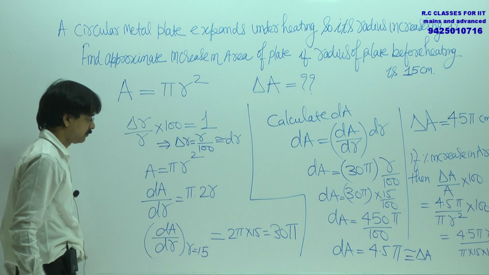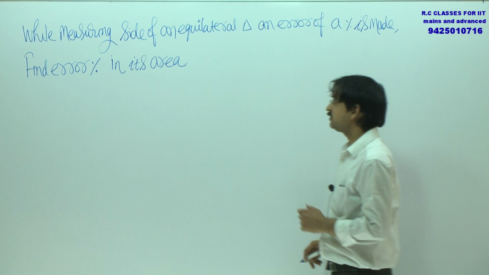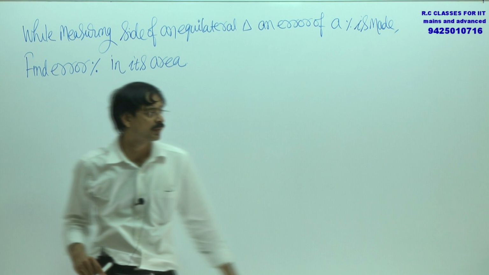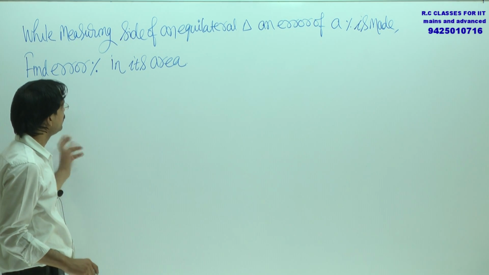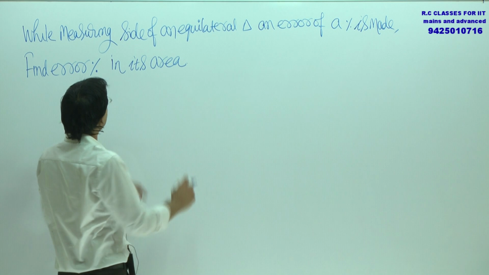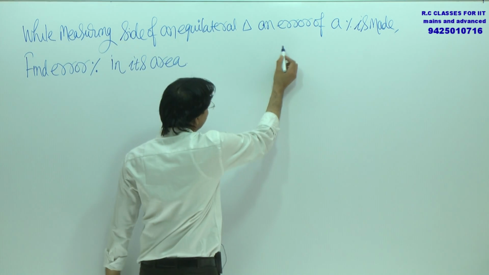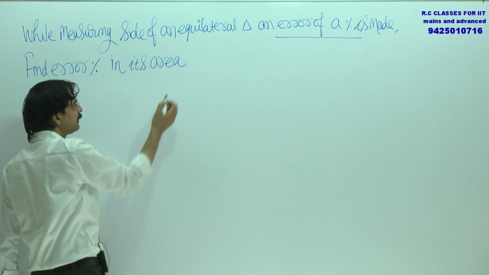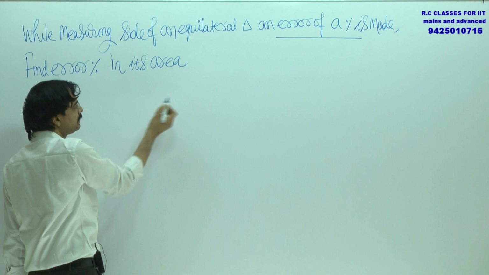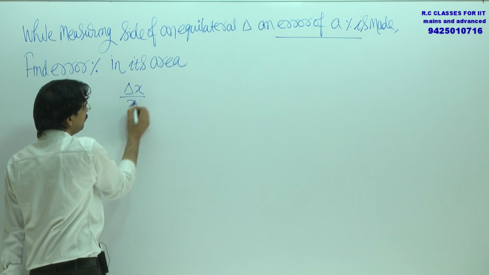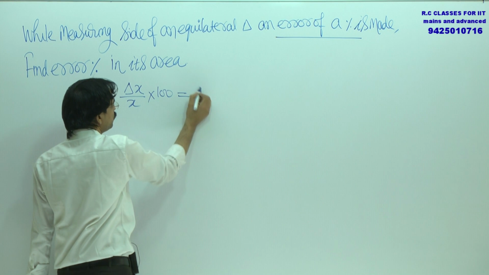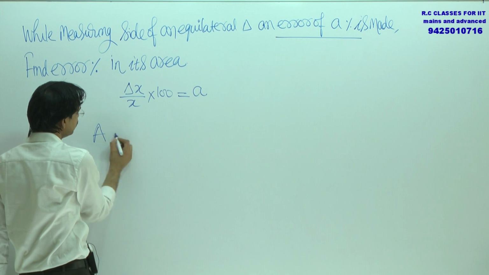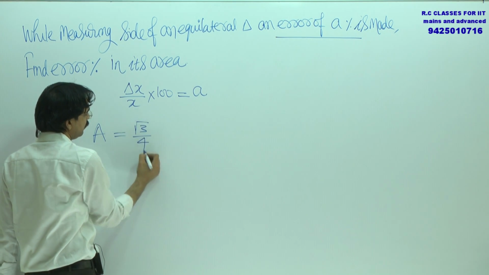That is the approach. Now the question is, while measuring the side of an equilateral triangle, an error of A percentage is made. You have to find out the percentage error in its area. Let's say the side of that equilateral triangle is x. So error is A percentage, that means delta x upon x into 100 is equal to A. x is the side of the equilateral triangle. As far as the area of an equilateral triangle is concerned, it is root 3 by 4 x square.